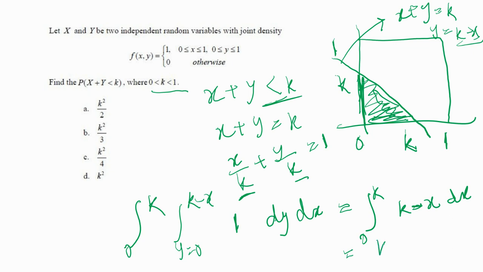Now it will be kx minus x square upon 2. You can just put k here. So it will be k square minus k square upon 2. So it will be k square upon 2. So k square upon 2 will be the answer.